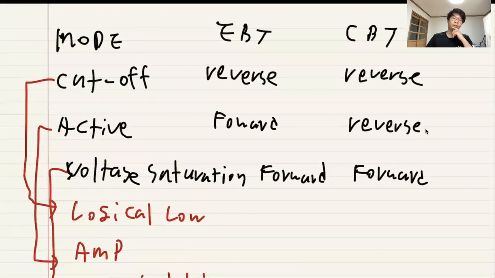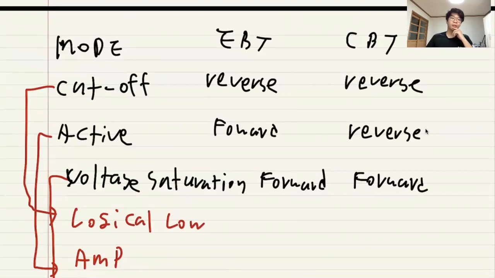There are 3 modes in a BJT: cutoff, active, and voltage saturation. At cutoff, the emitter-base junction and collector-base junction are both reverse biased. So there is no current flow from emitter to collector, and we say cutoff. The cutoff mode is used in logic devices as a logical low signal. At active mode, the emitter-base junction is forward biased, and the collector-base junction is reverse biased.